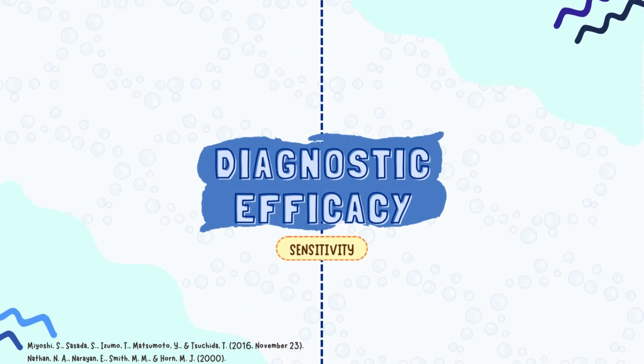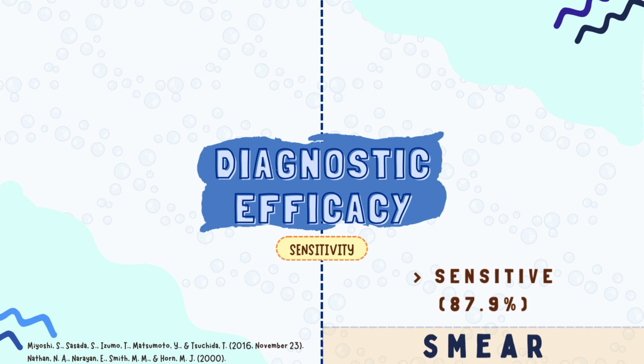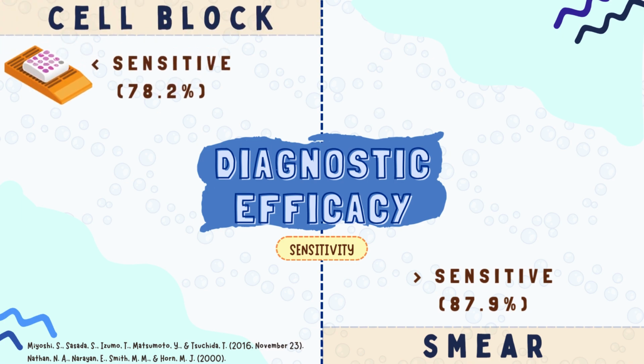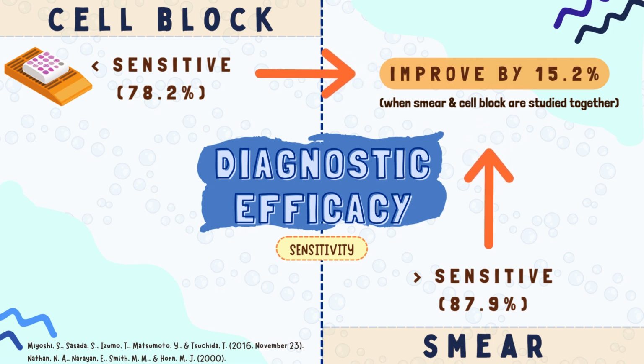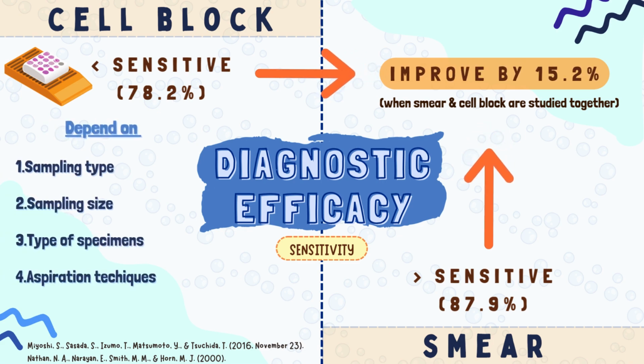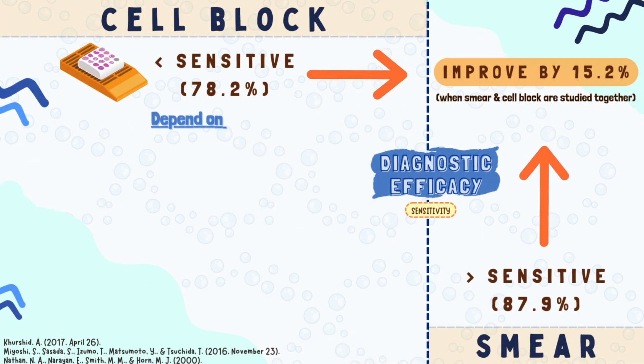Next, the sensitivity of cell blocks and smears. The overall sensitivity of smears is 87.9%, which is slightly superior to cell blocks, which is 78.2%. However, when smears were complemented with cell block, it can improve the final diagnosis by 15.2%. The sensitivity of cell block depends on sampling type, size, type of specimen and also aspiration techniques. The first factor that affects sensitivity of cell block is sampling type.